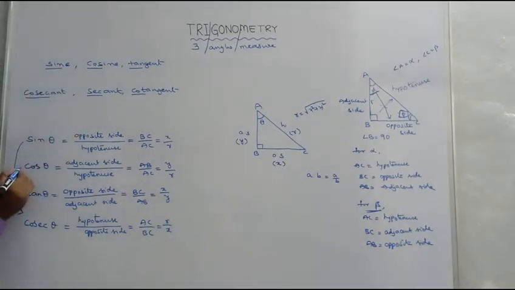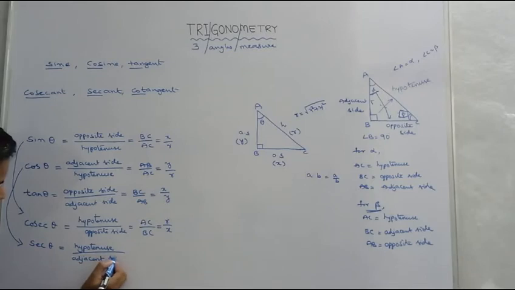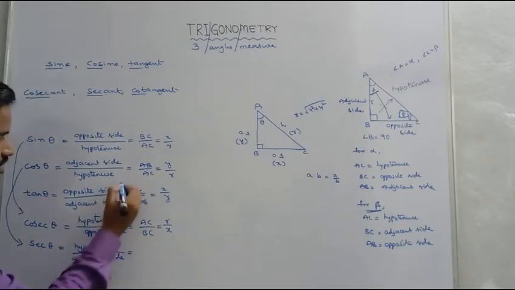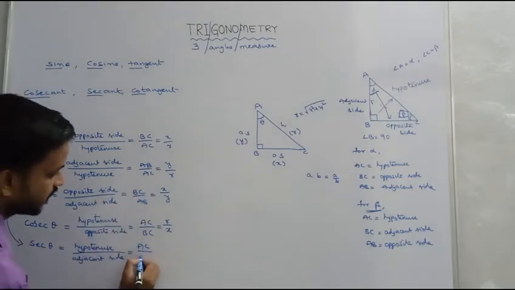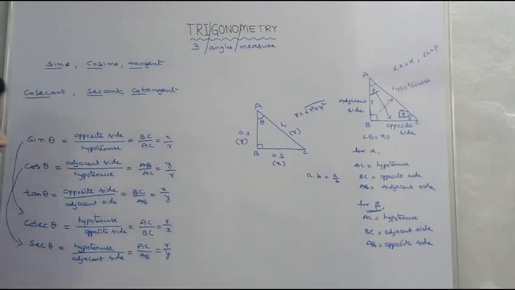Similarly, what is the reciprocal of cos theta? Reciprocal of cos theta is sec theta. Sec theta is equals to reciprocal, hypotenuse by adjacent side. Hypotenuse by adjacent side, which is same as AC by AB, which is equals to R by Y. Here Y by R, the reciprocal is R by Y.